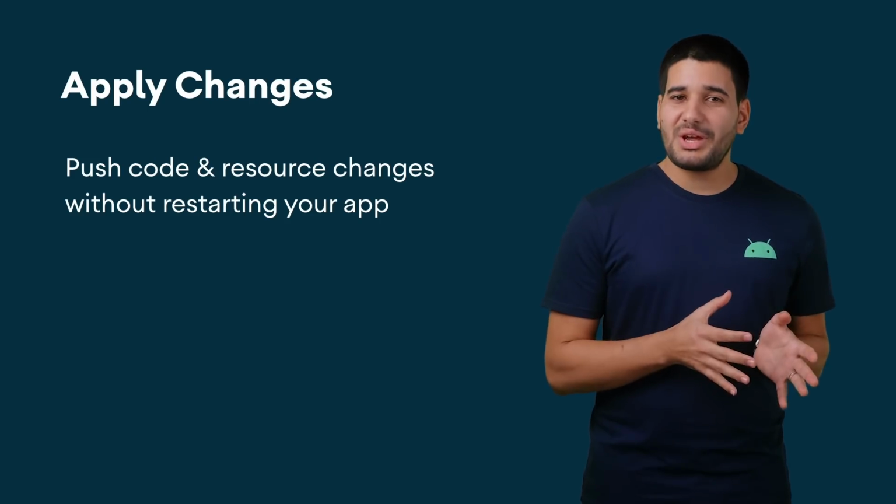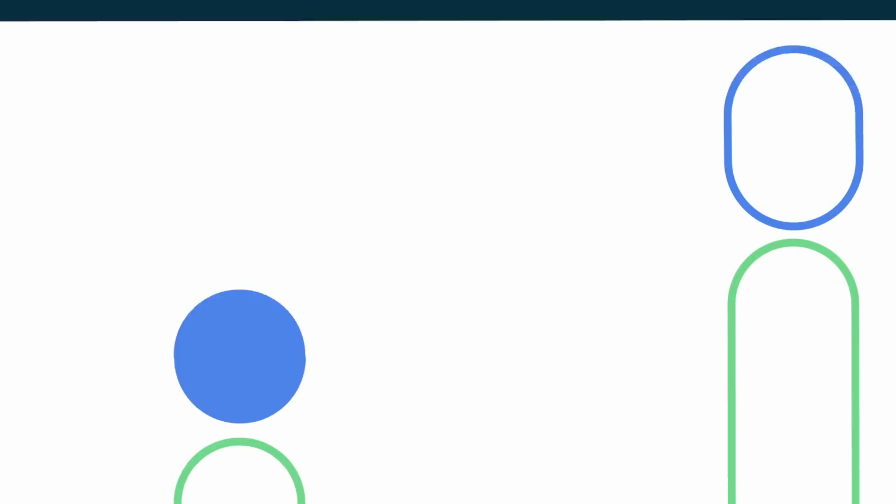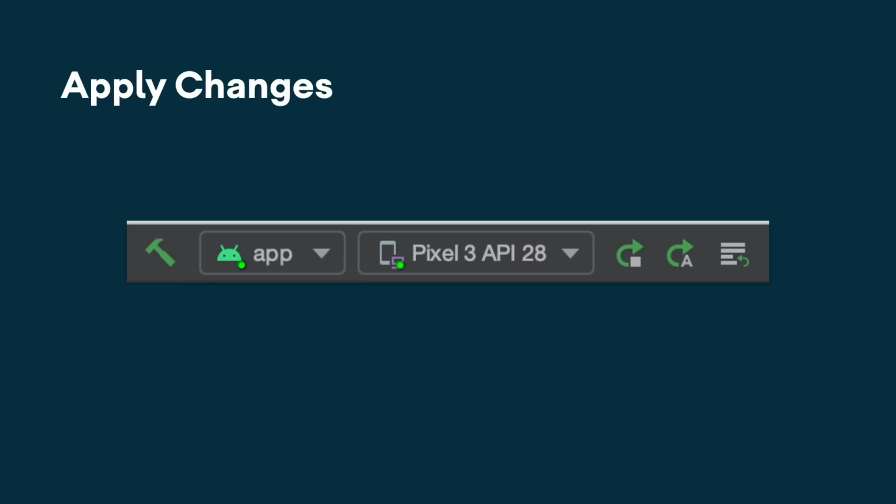If you haven't given Apply Changes a try yet, let me show you how to use it. First, you need to run your application on the emulator or device. Once you have modified code in the body of a method, but you haven't modified any resources, Apply Code Changes is your best option as it doesn't restart your activity.